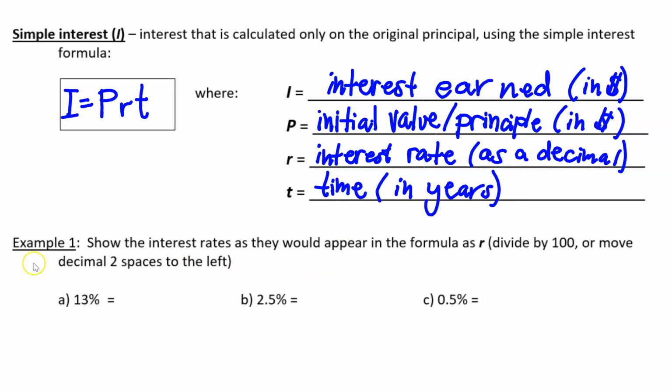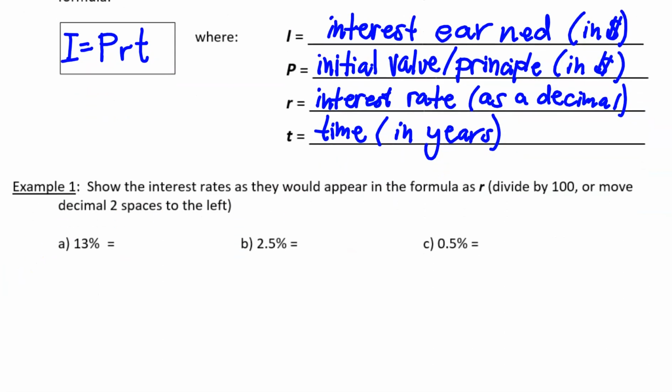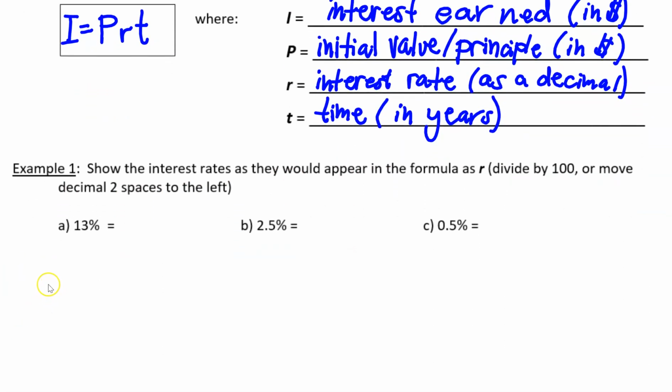Okay, so our first example, we did this last unit, so we know how to change percentages to decimals. Okay, so we are going to divide by 100 or move the decimal place to the left twice. Okay, so 13% is 0.13.